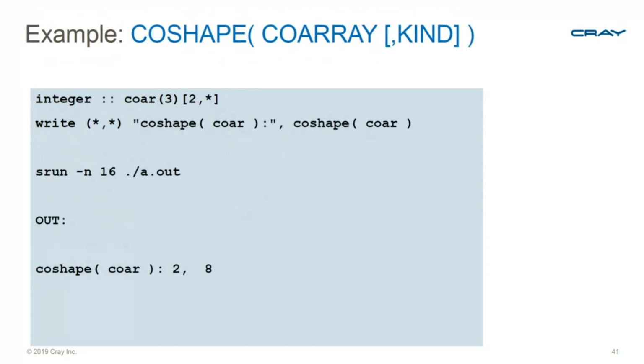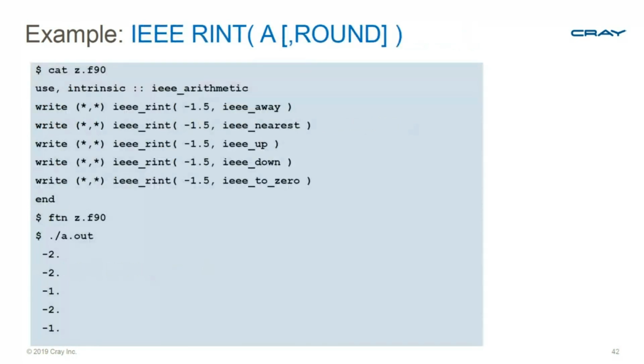Okay, co-shape, as I mentioned. In this case, we have a co-array declared with codimensions 2, star. If I ran that on 16 processes, so I get 16 images, then I print this out, I get 2, 8. And that can be quite useful in some examples when you want to know the actual arrangement of those things.